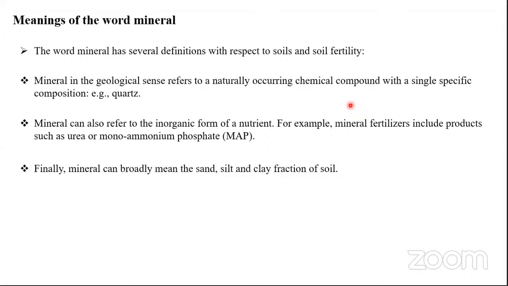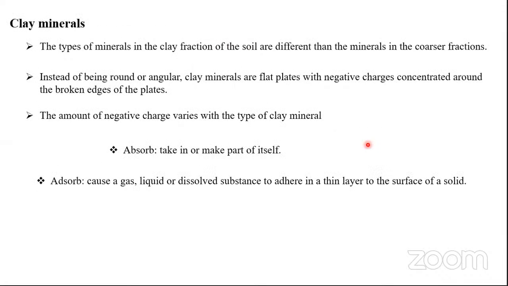Naturally, our inorganic fertilizers like MAP, that's monoammonium phosphate, and most of the agricultural chemical fertilizers we use, are all called the mineral form. Finally, minerals can broadly mean the sand, silt, and clay fractions. Especially if you ask any pedologist, he will give an explanation like this: sand, silt, and clay. So these are the different meanings for minerals. And clay minerals, students, are a type of mineral. Fractions of the soil are different, as a mineral can be in a coarse fraction. So clay particles are different from the mineral in the coarse fraction.